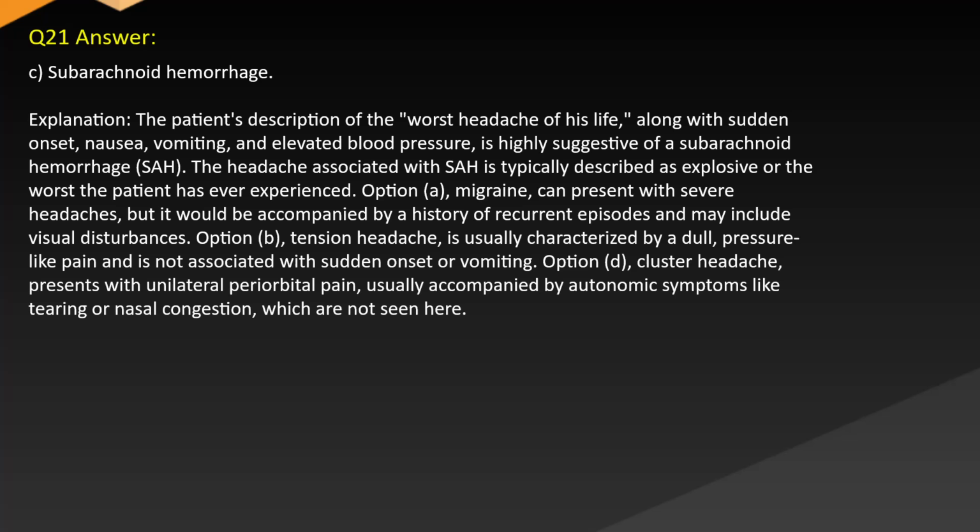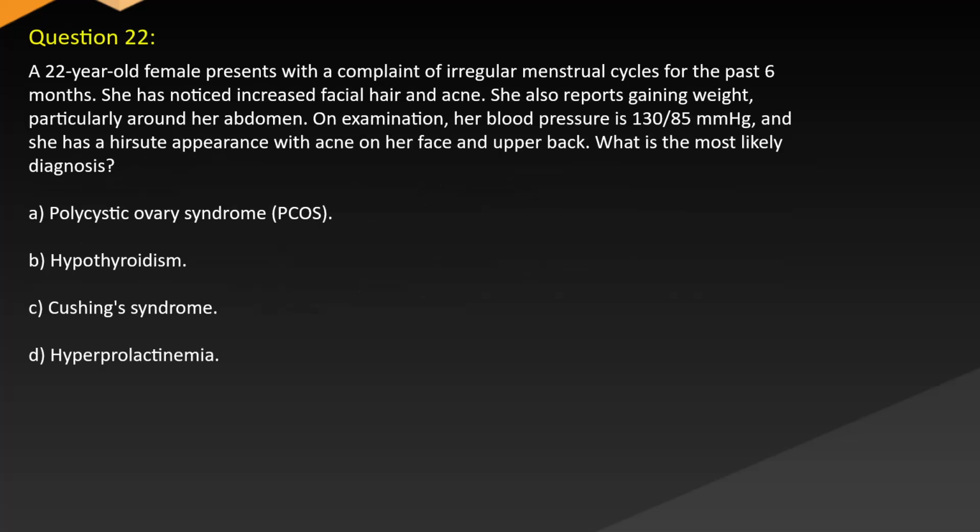Option A, migraine, can present with severe headaches, but it would be accompanied by a history of recurrent episodes and may include visual disturbances. Option B, tension headache, is usually characterized by a dull pressure-like pain and is not associated with sudden onset or vomiting. Option D, cluster headache, presents with unilateral periorbital pain, usually accompanied by autonomic symptoms like tearing or nasal congestion, which are not seen here. Question 22.